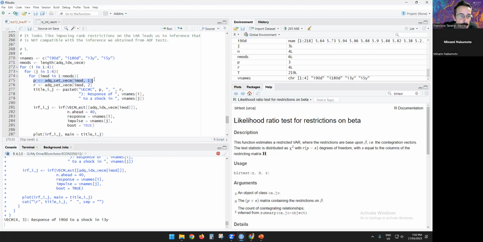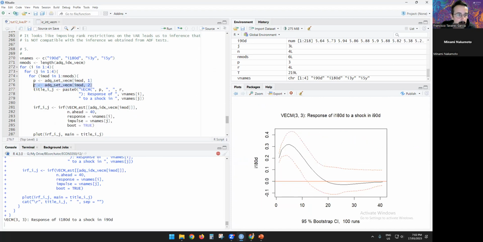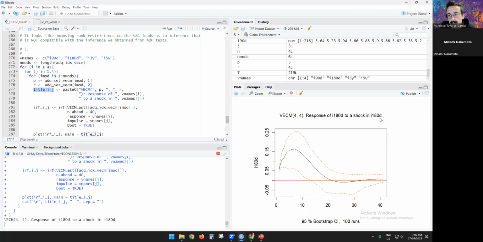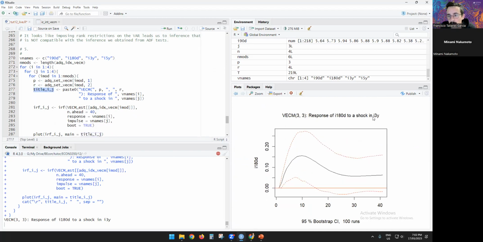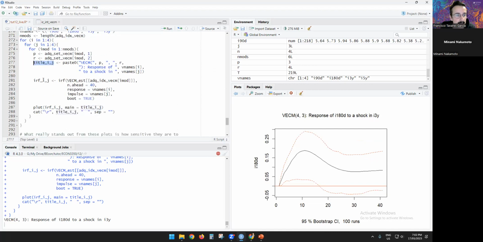First, we'll get how many lags we're dealing with. You will see things happening here. Then we will be dealing with which cointegration rank we want. It will be saved in here. And then first we do this title. So it's VECM, p and r are in here. And then response of, for example, now we're running I80 to a shock in I80. Then you see now it's a shock in I3 here. So that's how it's running there.